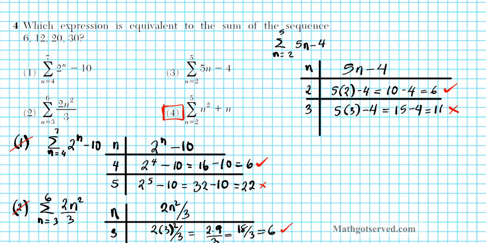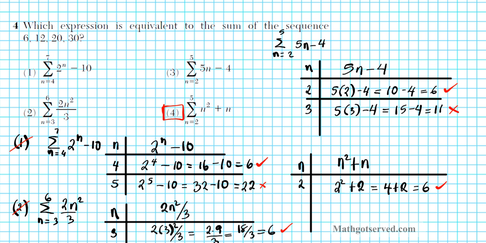Okay? But just to satisfy our curiosity, let's go ahead and make a table of values and see if option 4 in fact generates the outputs of this sequence. All right, so for option 4, we're going to be plugging in n into the function n squared plus n. Let's start with 2. Plug 2 here. 2 squared plus 2. 2 squared is 4 plus 2 is 6. That checks out.